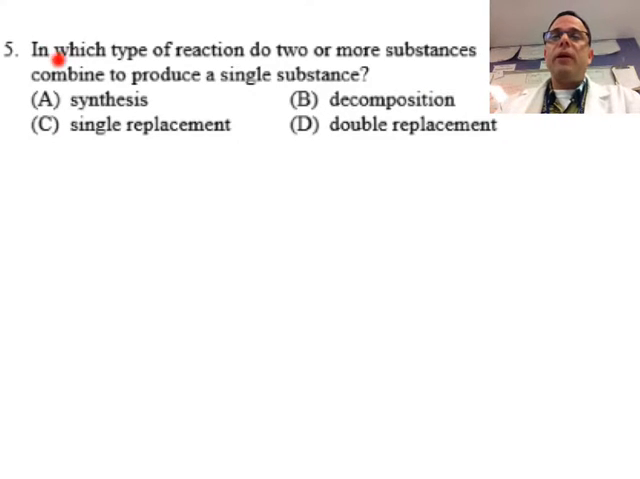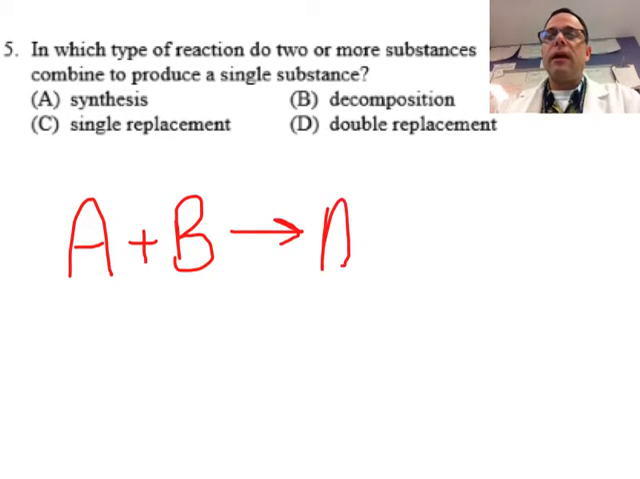Number 5. In which type of reaction do 2 or more substances combine, that's the operative word, to produce a single substance? That's also an operative word. So we're looking for a situation where we might have A plus B yielding AB. And when does that happen? Synthesis reaction.